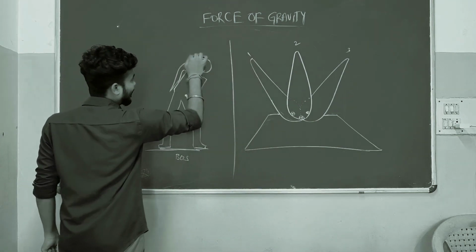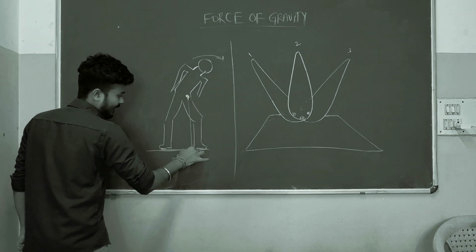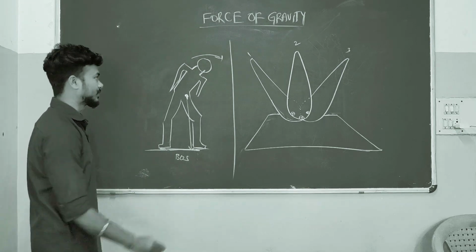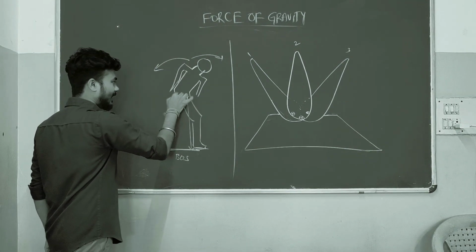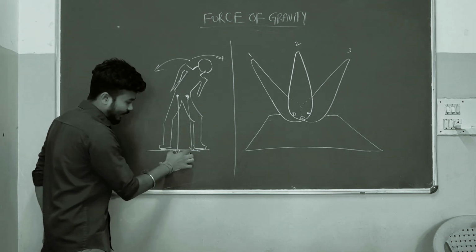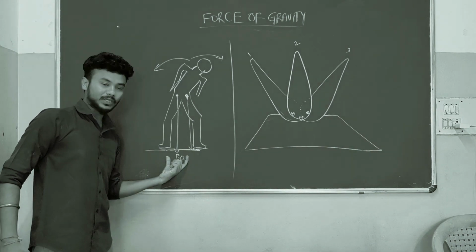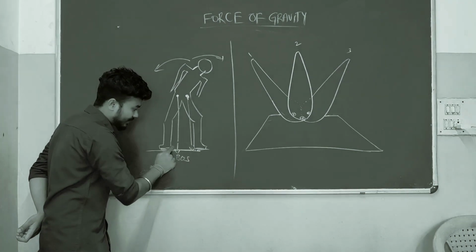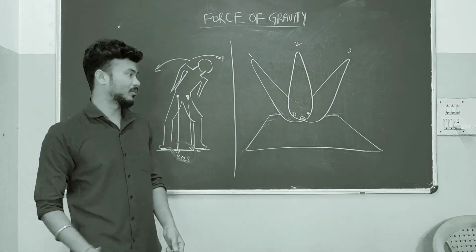If he is moving in this side direction, the center of gravity will come here, and the line of gravity will fall between the base of support. If he moves in this direction, the gravity will shift here, and again the line of gravity will be within the base of support. So if the line of gravity is within the base of support, the stability will be more.